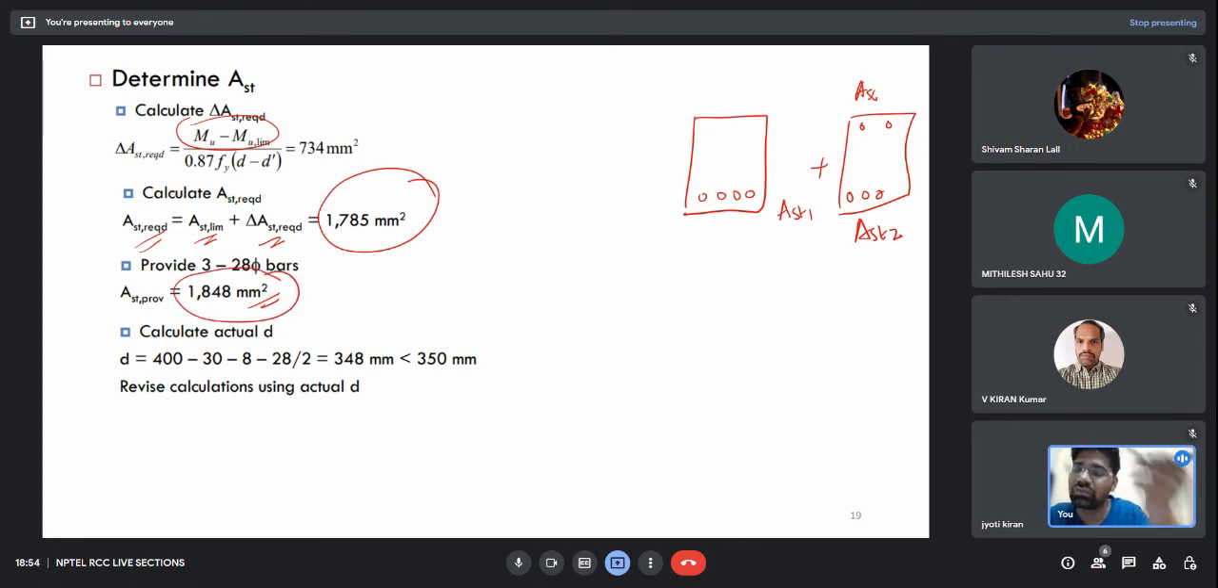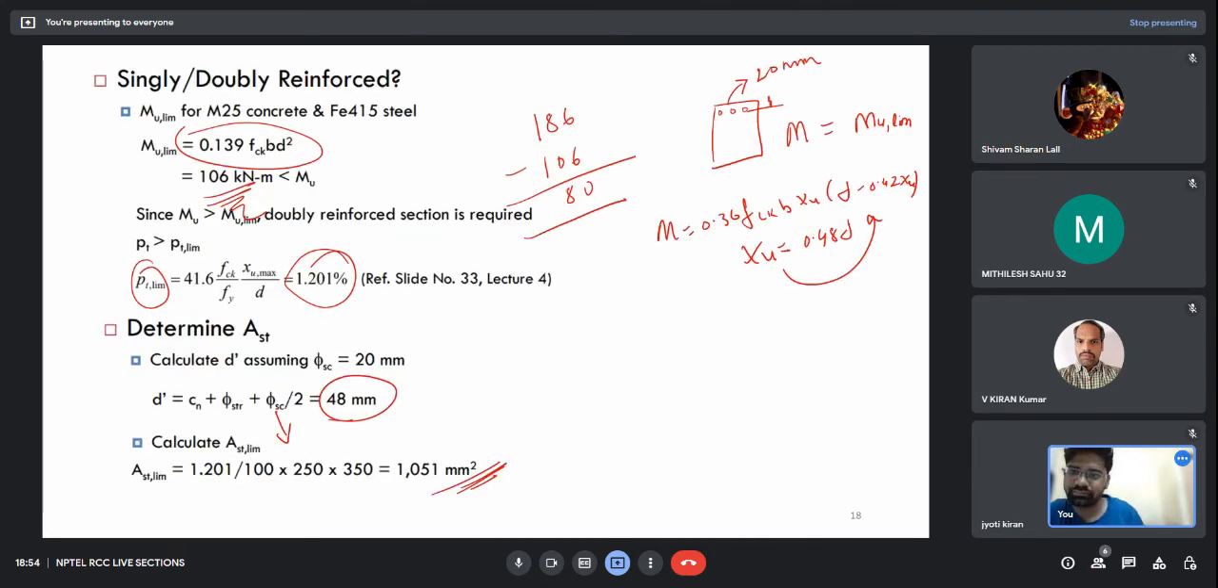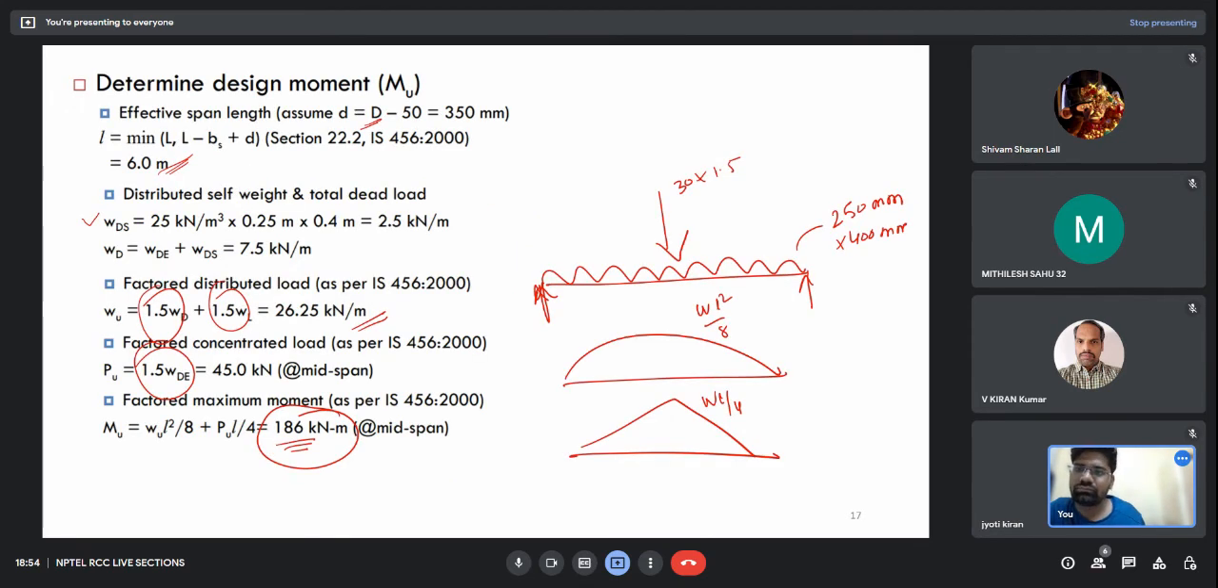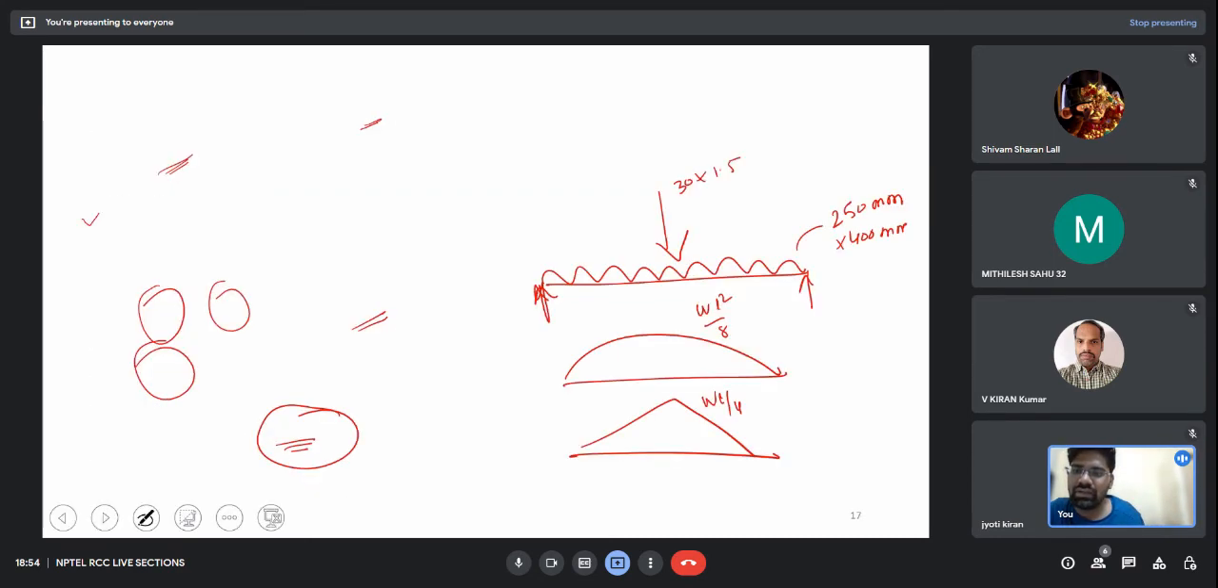This is similar to the one which I did in the previous second problem. Now calculate the actual d. Why am I calculating the actual d? I am calculating the actual d based upon the bar diameter I am using here, 28. Because the d which I used previously was, what was it? It was 350. Sorry, not phi. What was the phi value?